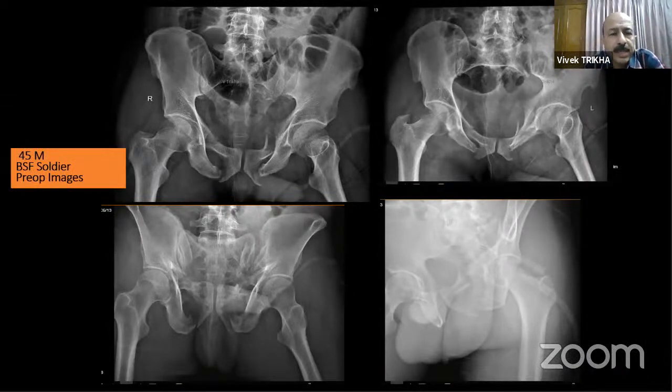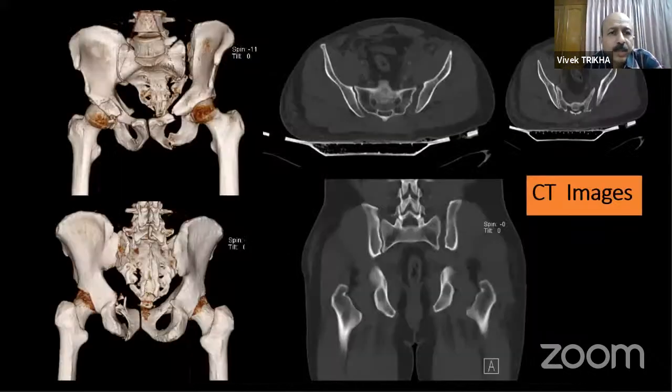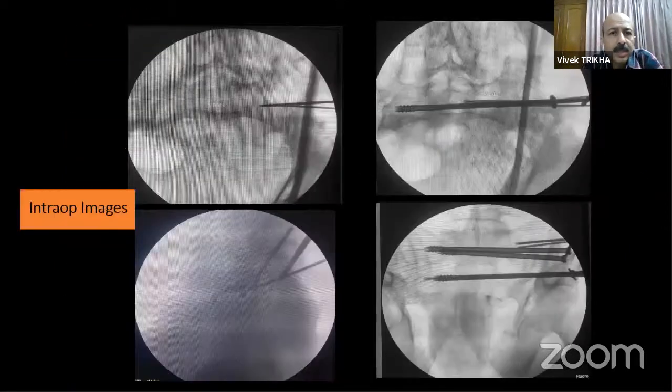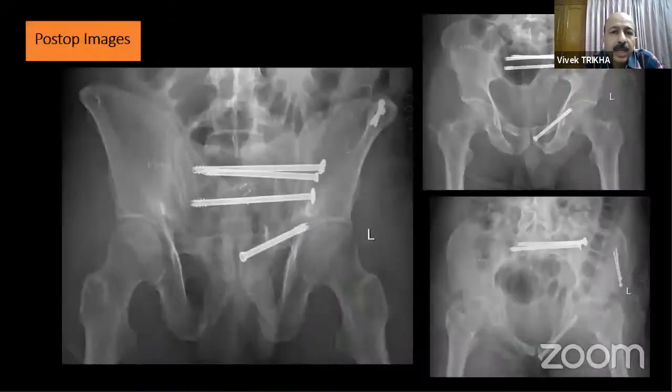This is a young patient, a BSF soldier, who had a widely displaced SI joint with a pubic rami fracture. You could see mild sacral avulsions also. The CT scan showed us the ideal indication for going in for an iliosacral screw. He was a very robust, tall person, and with one or two screws we were not able to get a good purchase or compression. So we ended up putting three screws in the sacrum, two in S1 and one in S2, and augmented it with anterior fixation by putting a screw in the pubic rami, so that the posterior fixation alone would not compromise the stability.